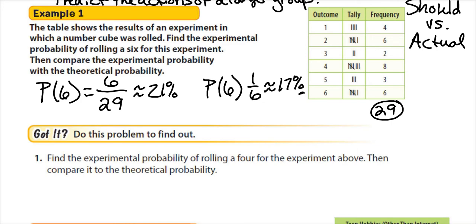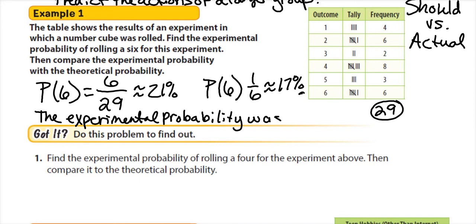Okay, so we're supposed to compare them. So in this case, the experimental probability was higher than the theoretical probability.